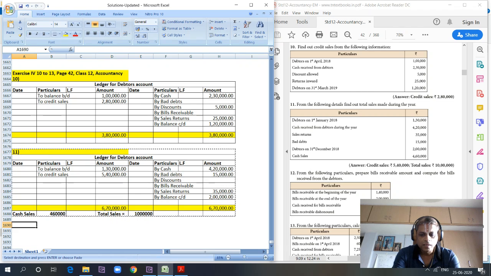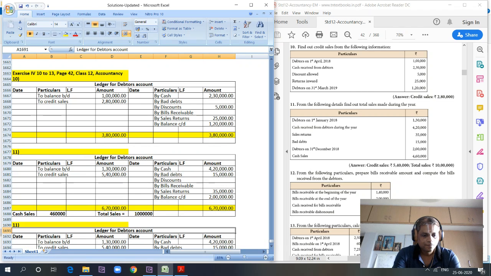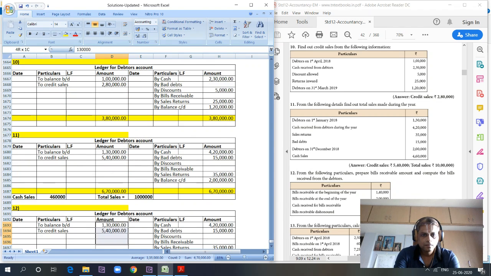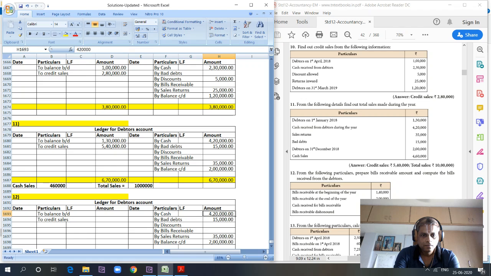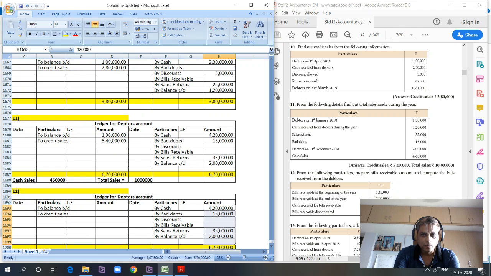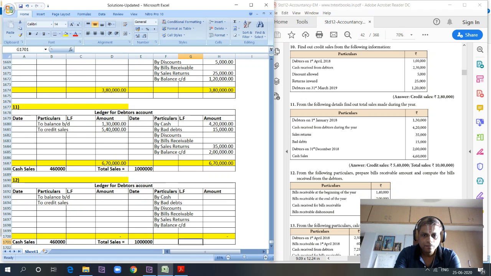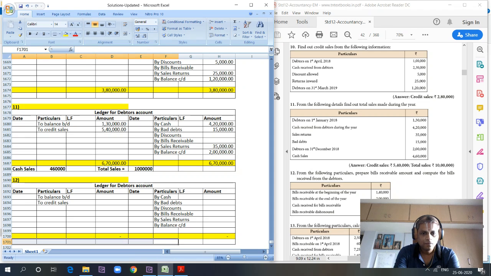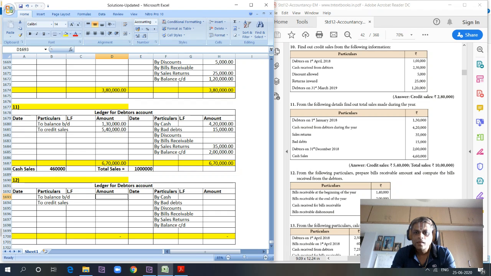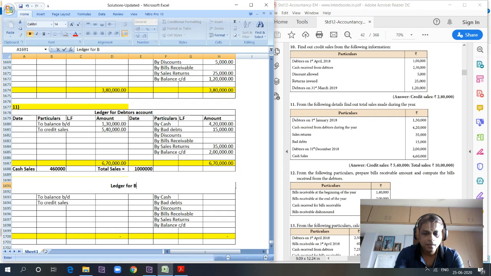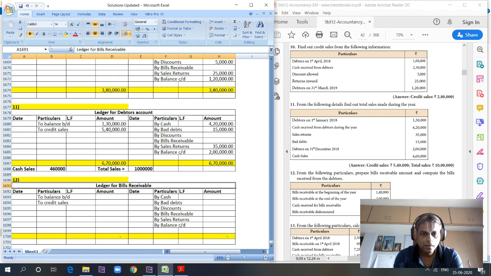Question number 12. What is in question number 12? I'm just copying this data. From the following particulars, prepare bills receivable account and compute the bills received from the debtors. Okay, so this is the ledger for bills receivable. Bills receivable account.